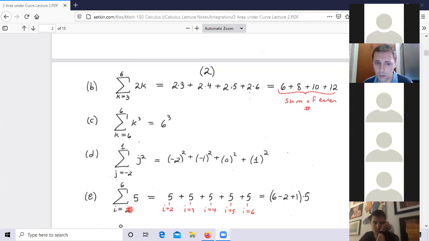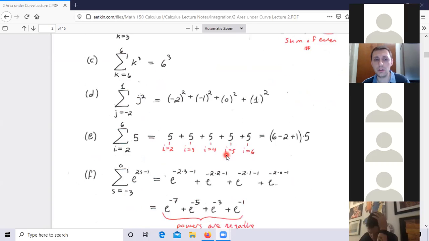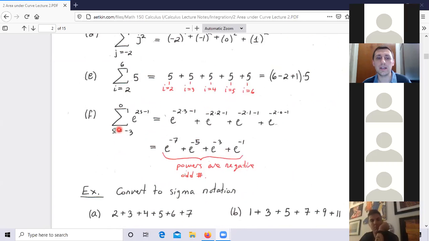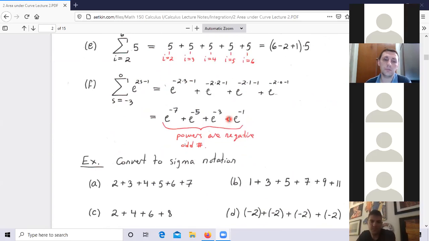And then plus 1 is to include the one on the bottom. Understood? And you have, let's say, summation where s equals minus 3 to 0 of e to the 2s minus 1, which will be e to the power of minus 2 times 3 minus 1 plus e to the minus 2 times 2. Basically, you have the number updating, right? Understood? It's going up.